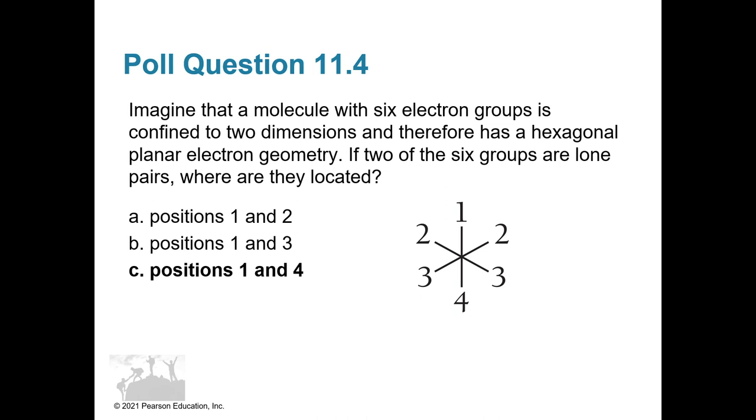Our answer here is letter C, positions 1 and 4. So again, we're working with six electron groups, but we have this hypothetical two-dimensional hexagonal planar electron geometry. Now, we know that that doesn't exist. That's not part of our table 11.1. But we are still going to use our octahedral geometry. Now remember, if we need to have two lone pairs in our octahedral geometry, they have to be located directly across from each other. So with the choices that are given to us, our only pair of positions that work is positions 1 and 4. This pair, so letter C.